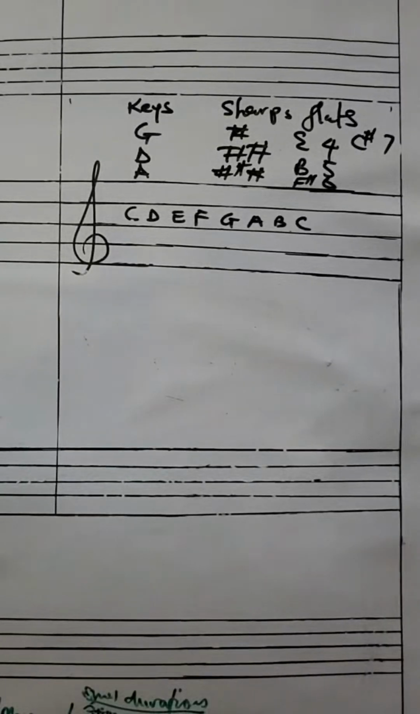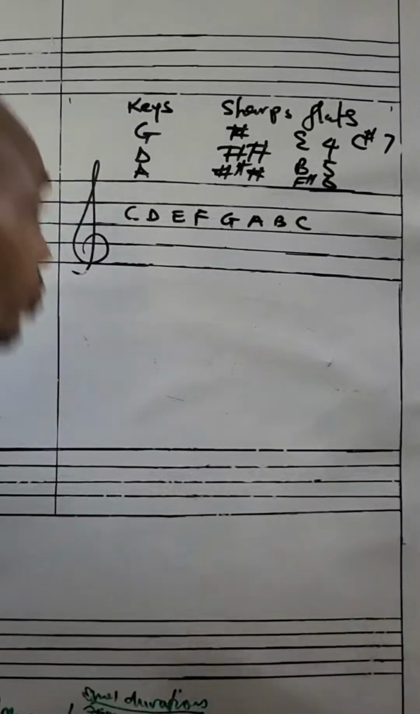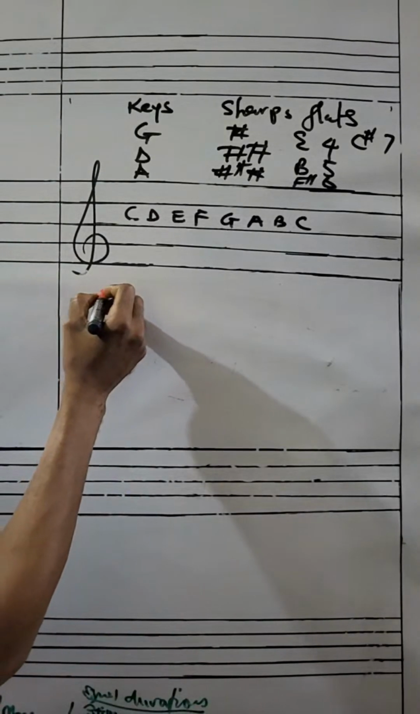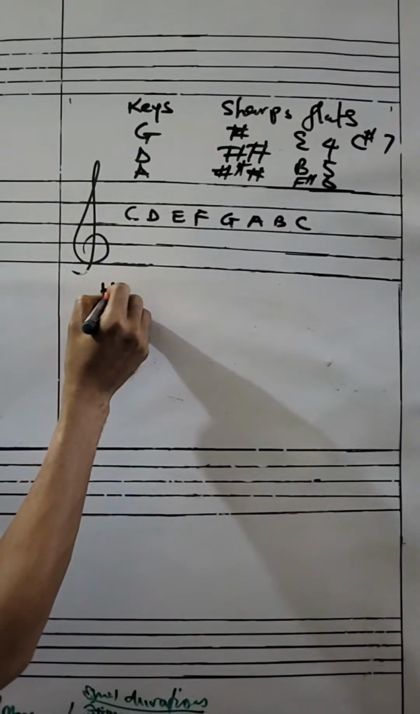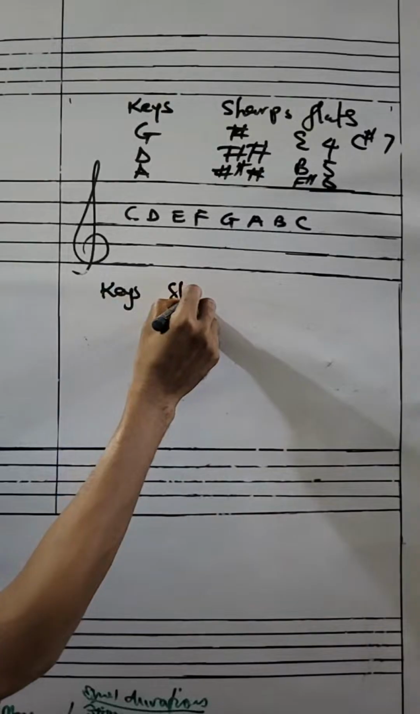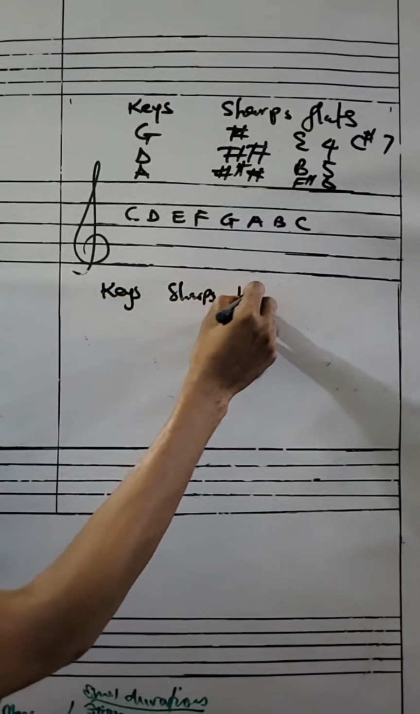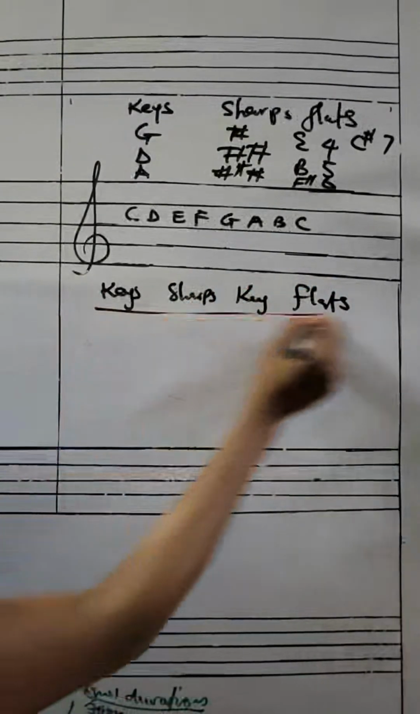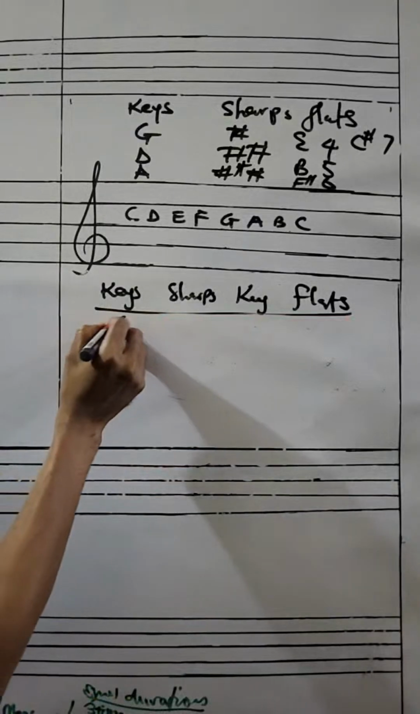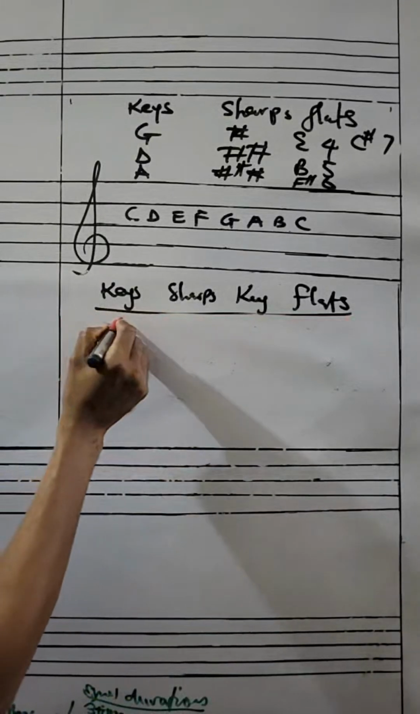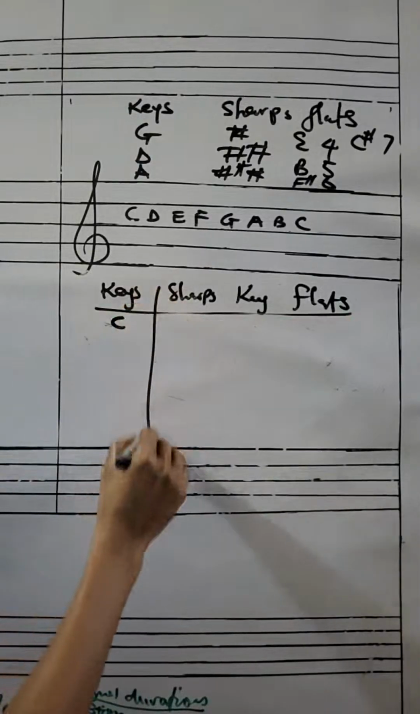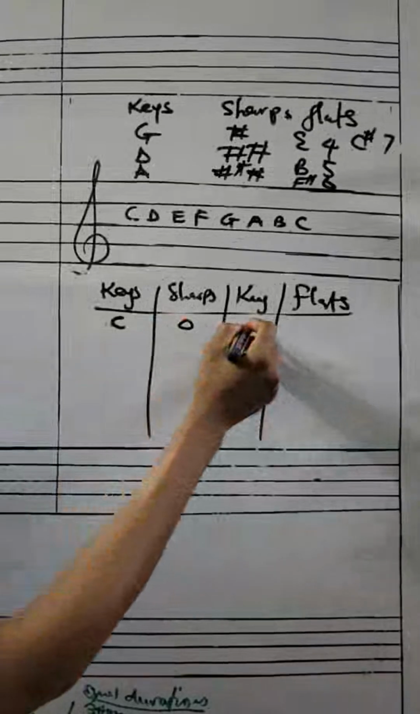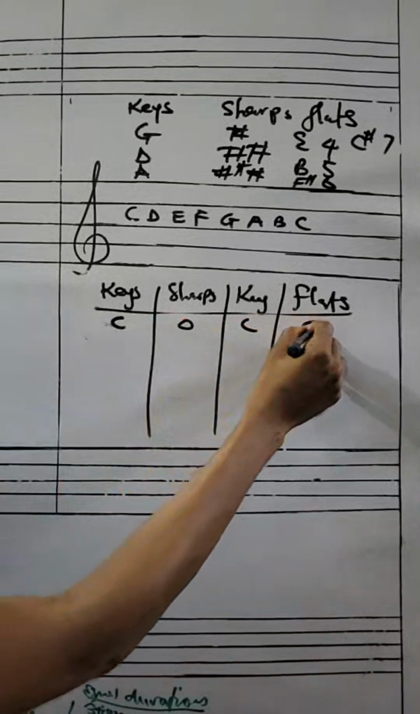All right, let me digress more. So the key signature, let me give you quickly the key signatures. Now we have keys here, sharps, keys again, flats. Let me quickly give you this. Time 0, key C, sharp. So key C 0 sharp, C here 0 flat.